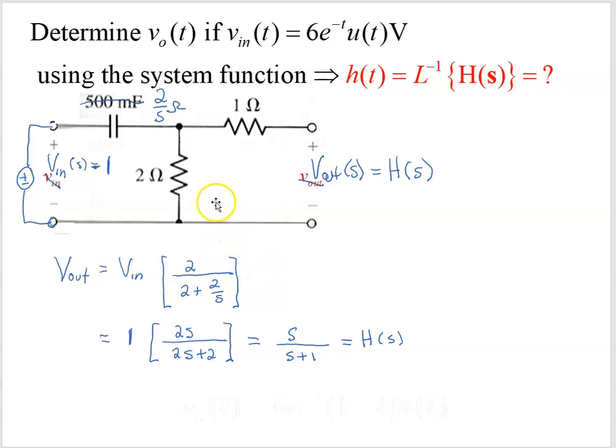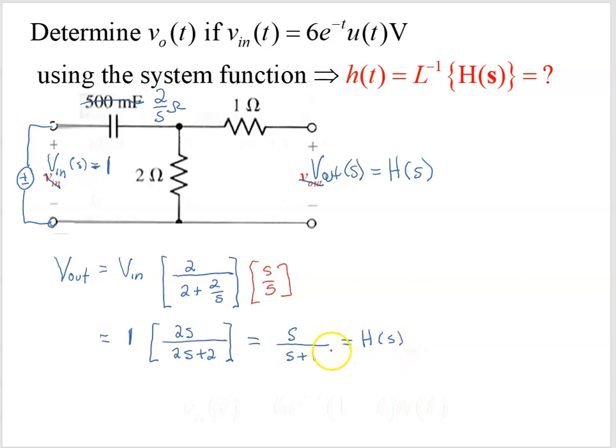That's easy enough to do. We can just do a voltage division. There will be no current flowing through this 1 ohm resistor, so we can just do a voltage division. The voltage across the 2 ohm resistor is the output voltage, so that's our system function in the s domain. We do our voltage division: V in times our 2 ohms divided by 2 ohms plus 2 over s ohms. If we multiply this by s over s, we get 2s over 2s plus 2, and then we can divide out the 2. So we end up with just s over s plus 1, and that's our system function in the s domain.